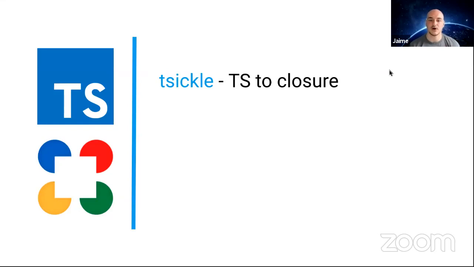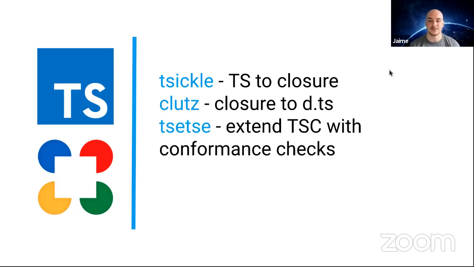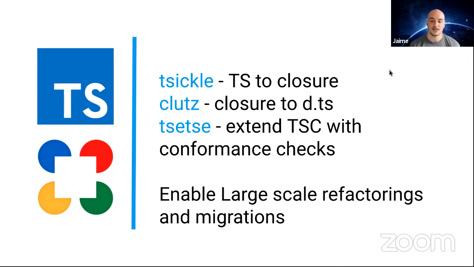This is tsickle. All of these tools have been open source, so you can Google for them, and you will find them. I think they are on GitHub. Tsickle is a TS to Closure tool. Clutz is Closure to type definitions. Tsetse is a tool that extends the compiler with conformance checks. So basically, it gives you additional errors that are not available in the compiler. And all of this enables large-scale refactoring and migration. So this is super useful.